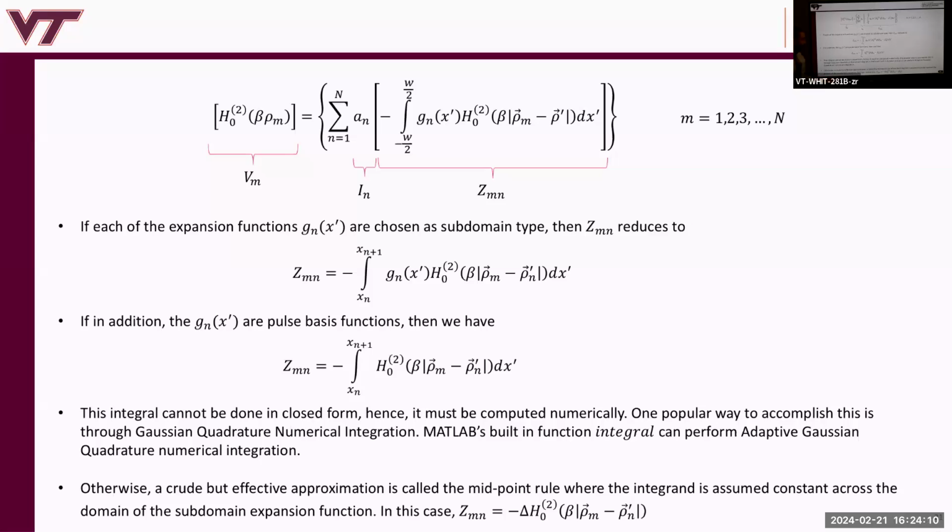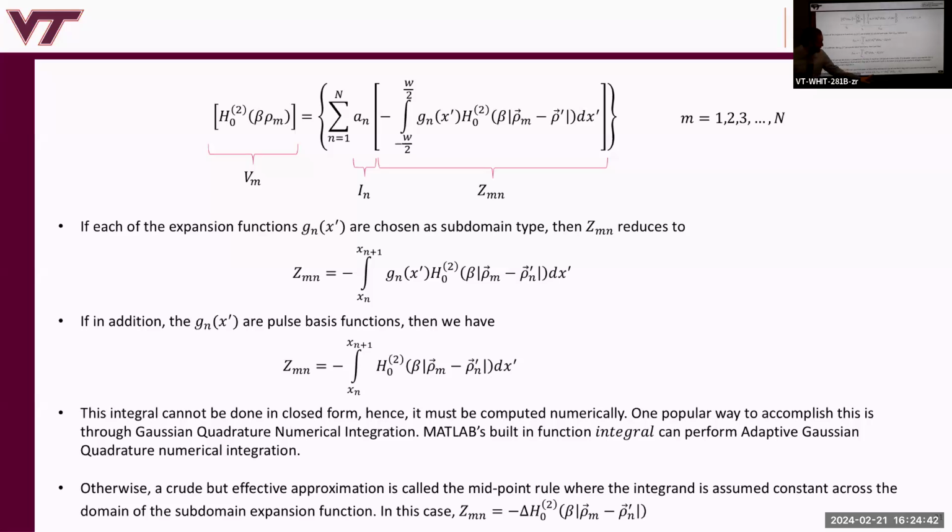Otherwise, we can do a crude approximation. You're learning this stuff for the first time, so the first thing you always do is this crude but effective approximation called the midpoint rule. If these segments are small enough, then the integrand is assumed to be constant across this domain. And if it's constant, then you can factor the integrand out of the integral. Then you can just multiply the integrand by the domain of integration, delta. But you have to evaluate the integrand at the middle of your integration domain, hence the name midpoint rule.